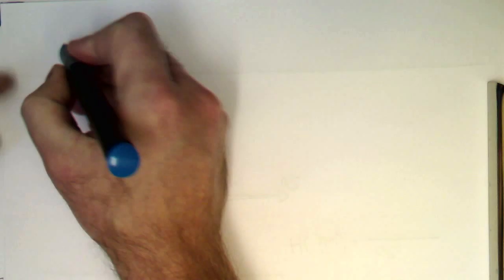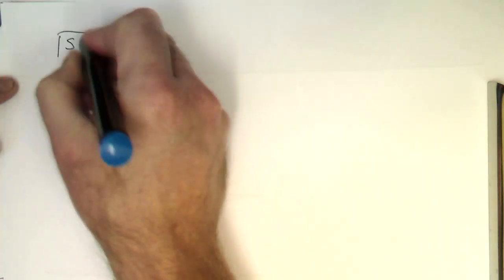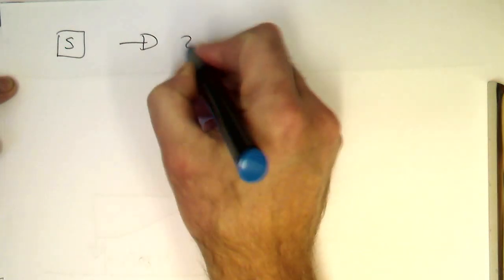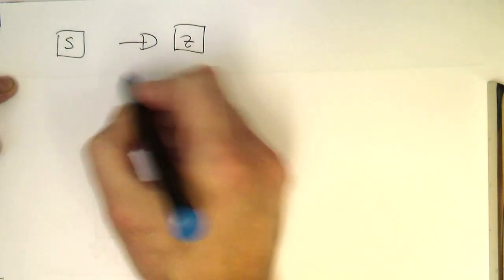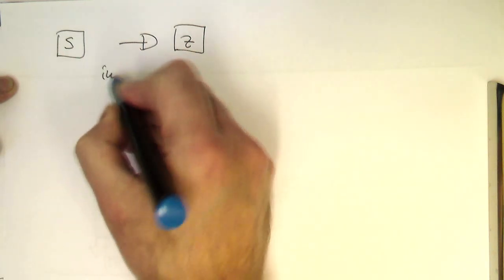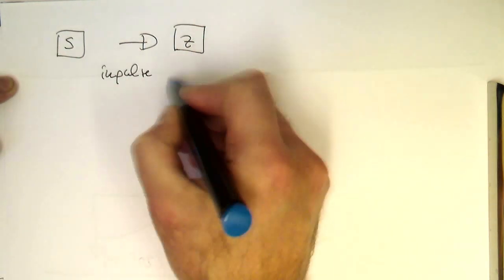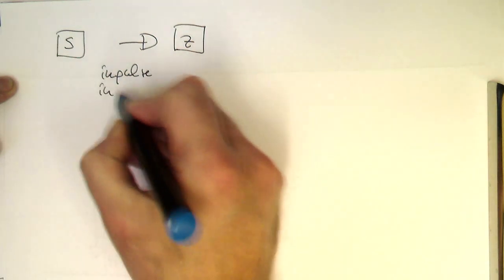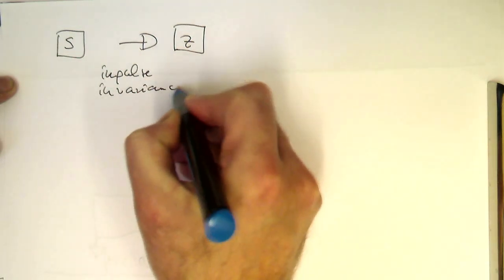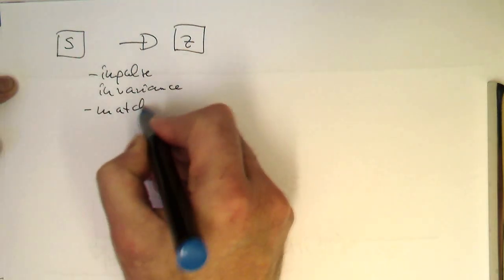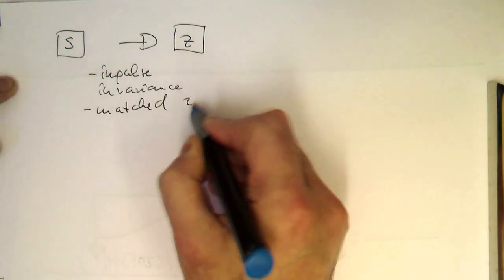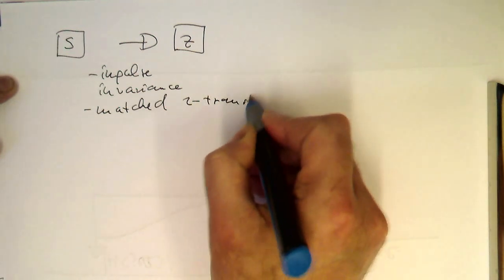So far we have worked with different transformations between the analog space S and the digital domain Z. We have done this with two transformations so far. This was the so-called impulse invariance, and the other one was the matched Z transform.